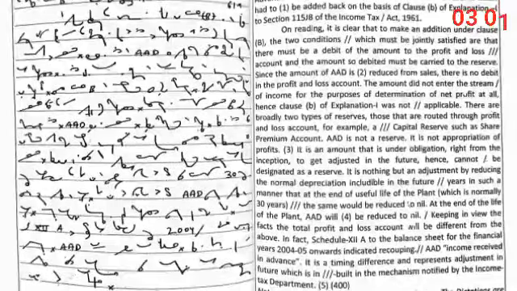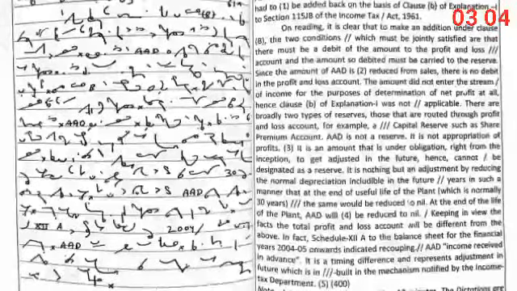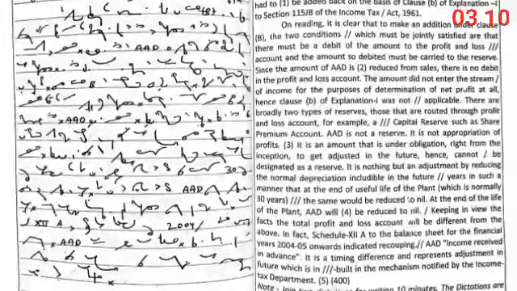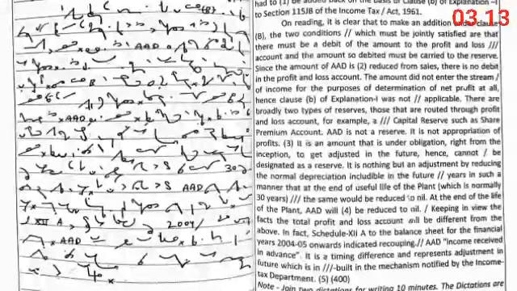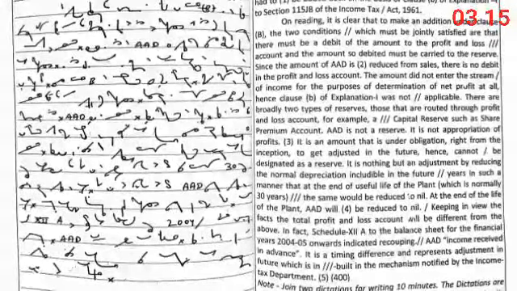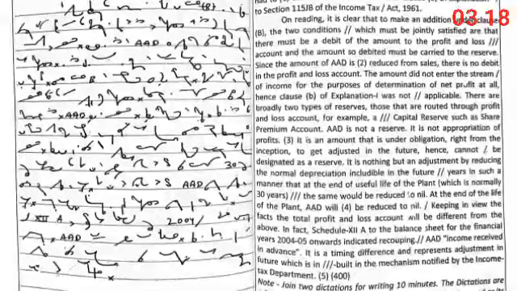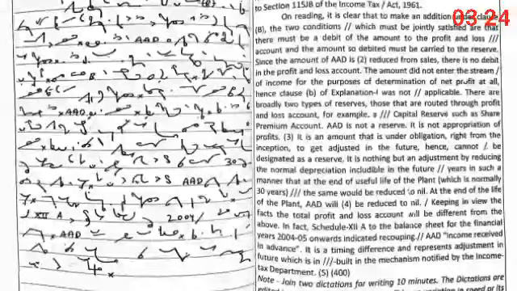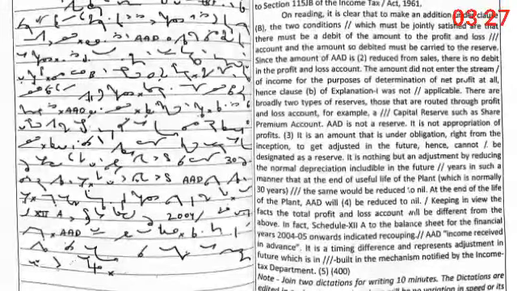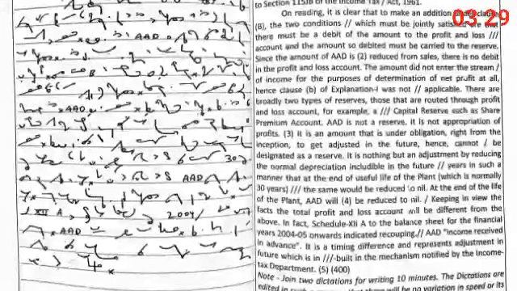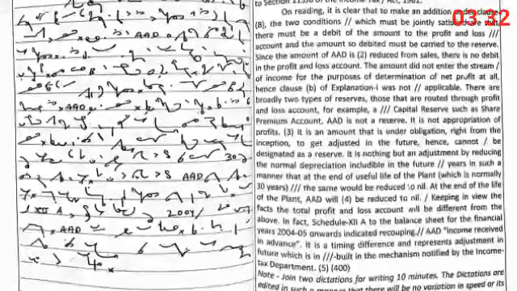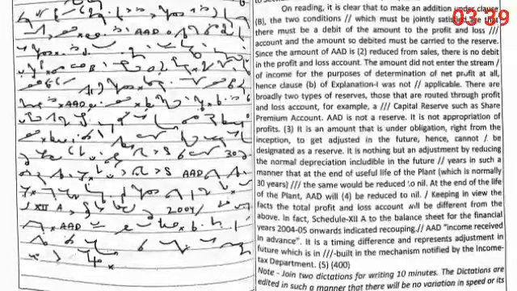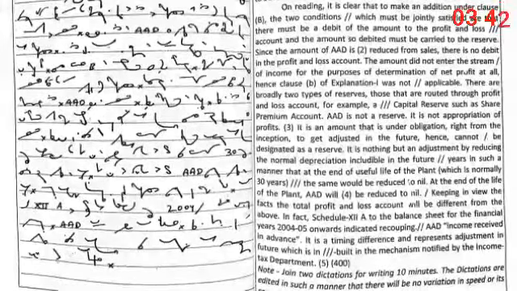It is nothing but an adjustment by reducing the normal depreciation includable in the future years in such a manner that at the end of the useful life of the plant, which is normally 30 years, the AAD would be reduced to nil. Keeping in view the facts, the total profit and loss account will be different from the above.